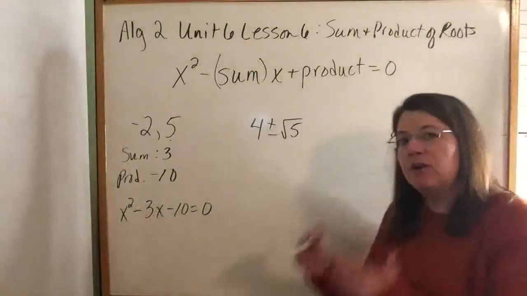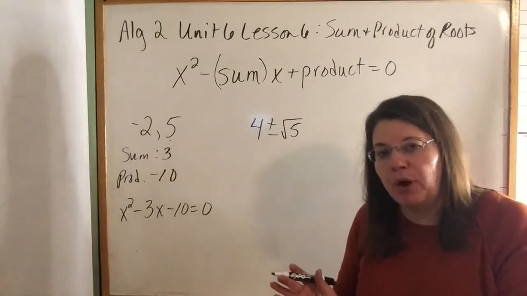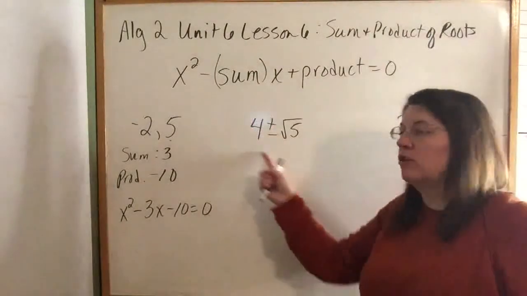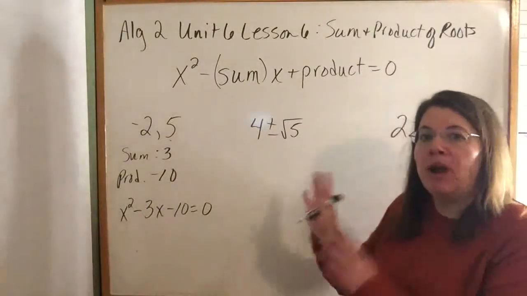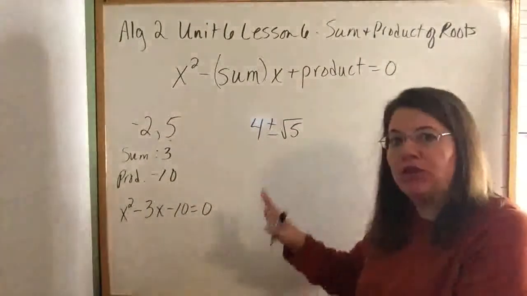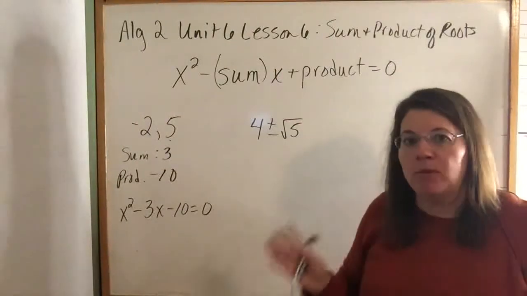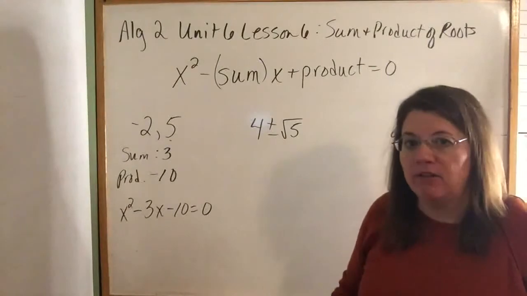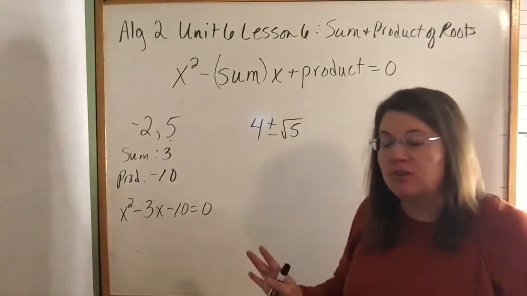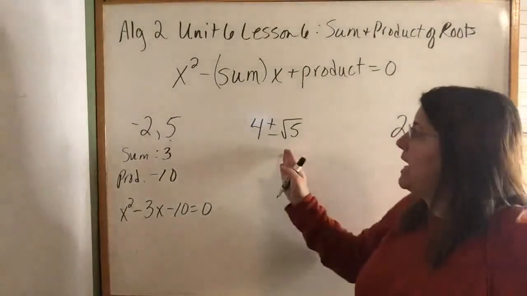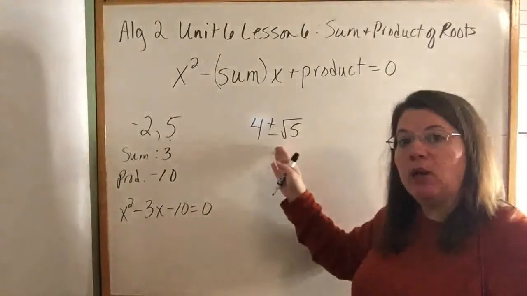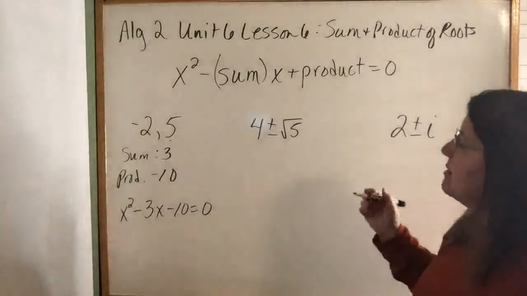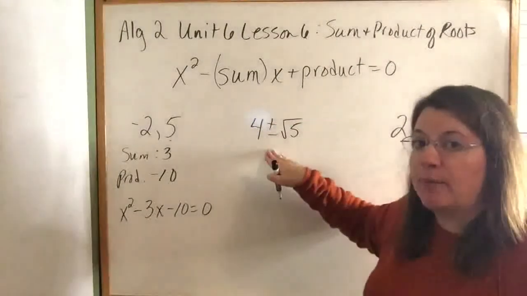Now, here's the good news about sum and product of roots. Before, when we had irrational roots like this, the process of working backwards to get your quadratic equation is almost impossible. I mean, you can do it, but it's so easy to mess up and make careless mistakes. Nobody wants to do that. So the easiest way to generate your quadratic equation when you have an irrational or a complex root is to use the sum and product rule.